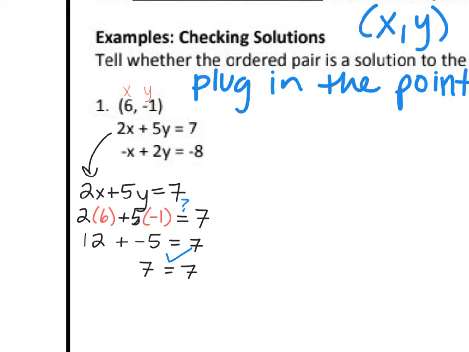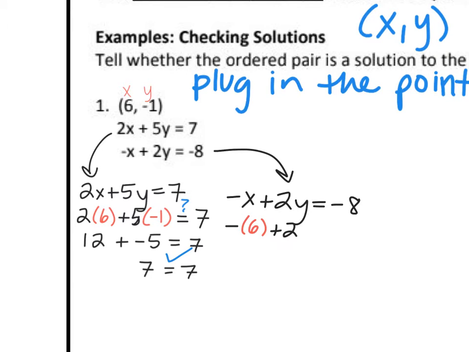So now you have to take the second equation. I'll do this over here. Negative x plus 2y equals negative 8. And we're going to check that one. So instead of x, we will put 6. Instead of y, we will put negative 1. We want to know, is that equal to negative 8?